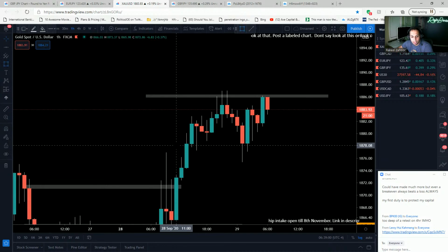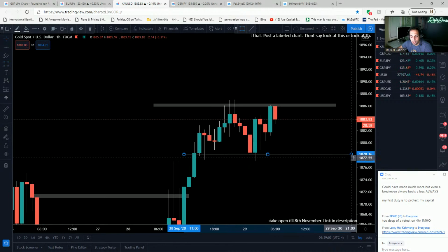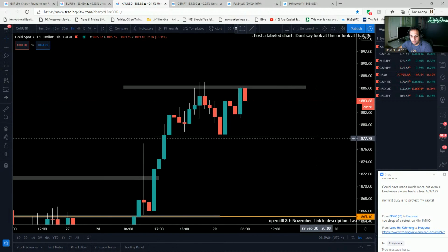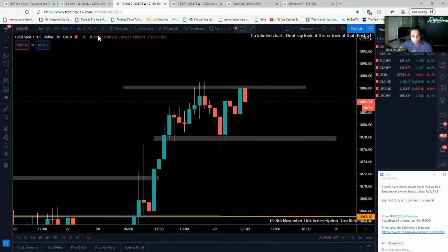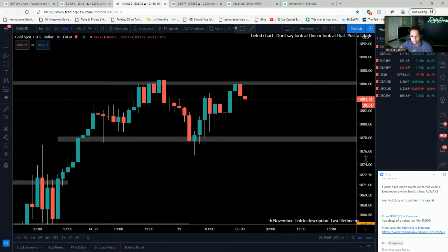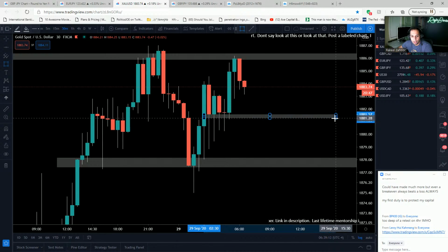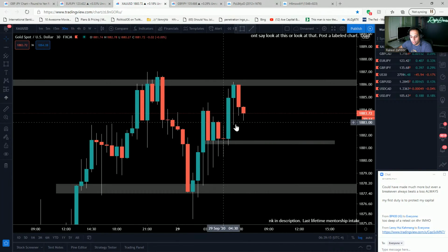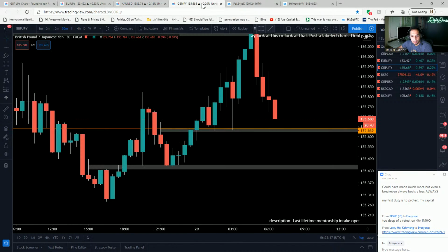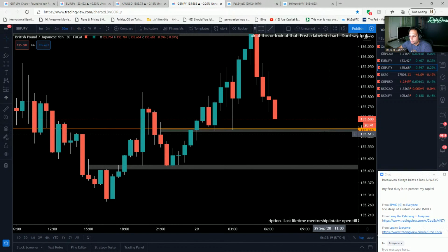So this is a big range on gold from 1878 to 1888. It's like a 100 pip range. So you'll have to drop down to small time frames and see if you can get some smaller ranges here. Looking at the 30-minute as well, we have support forming here, but we'll see how gold plays out. But I'm going to be looking at GBPJPY over here and see if you can get something at this point.